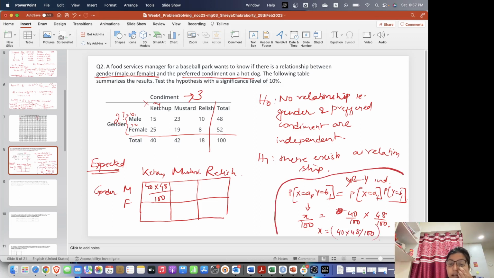So similarly, we'll try and get the expected value under H naught. So for mustard, it will be 42 into 48 by 100. For this one, it will be 18 into 48 by 100. Similarly, this one would be 40 into 52 by 100. For this one, it will be 42 into 52 by 100. And this one will be 18 into 52 by 100. So finally, what would the counts look like?